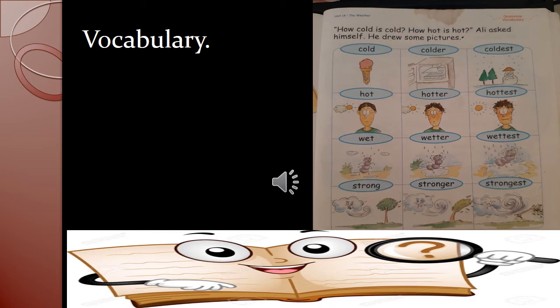So let's read together. Cold, colder, coldest. Hot, hotter, hottest. Wet, wetter, wettest. Strong, stronger, strongest.